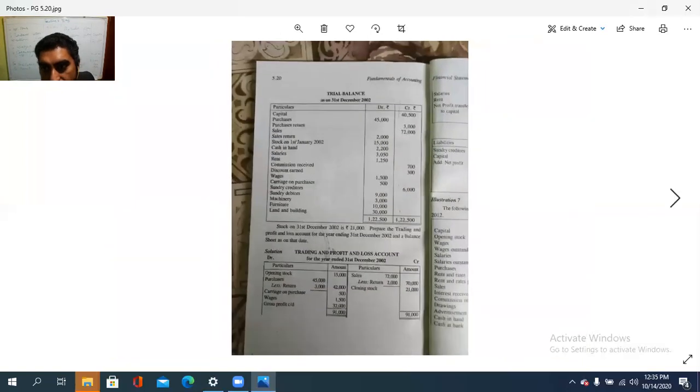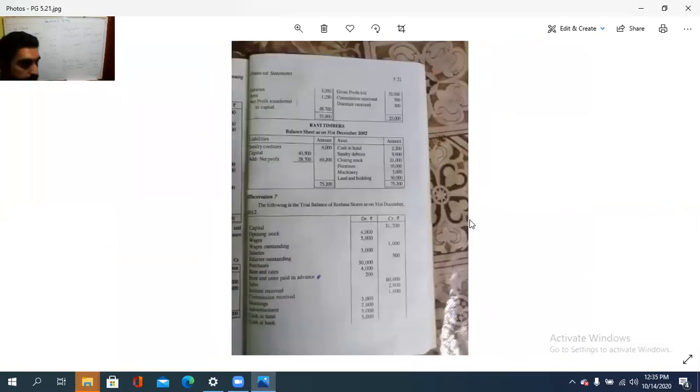How much is the net profit? So 33,000 minus 4,050 plus 200, 4,250 plus 50, 4,300 minus 33,000. So it is 28,700. 28,700 is the net profit transferred to capital account. So that is 33,000. Clear?